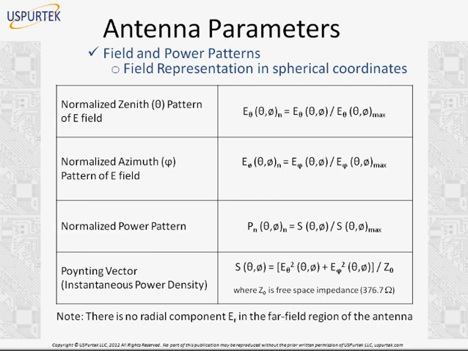Okay, then there are other expressions. There is a normalized azimuth pattern of field. So zenith is the vertical plane pattern, and azimuth is the horizontal plane.